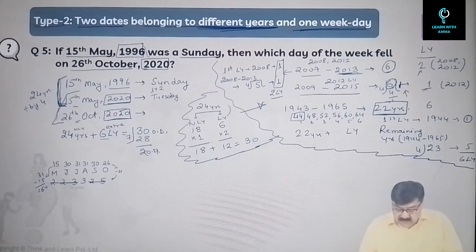So 5 plus 2 goes away. We are left with 3. So from Tuesday, you go 3 days forward. That is Wednesday, Thursday, Friday. So this is what we get.